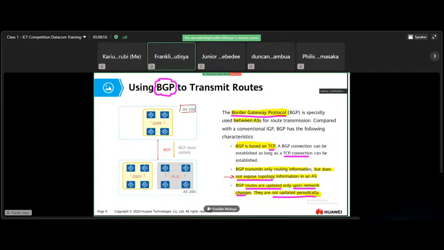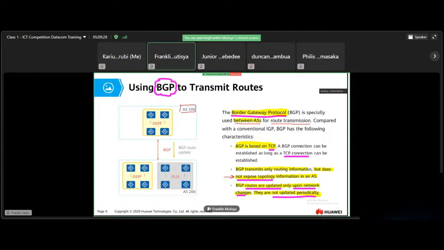So when you're using a Safaricom line and you want to call an Airtel person, there is a link somewhere where Safaricom has integrated their network with Airtel's network. So the protocol that is serving that interface is BGP. So let's take a closer look at BGP. We have said it works between autonomous systems and its purpose is route transmission.